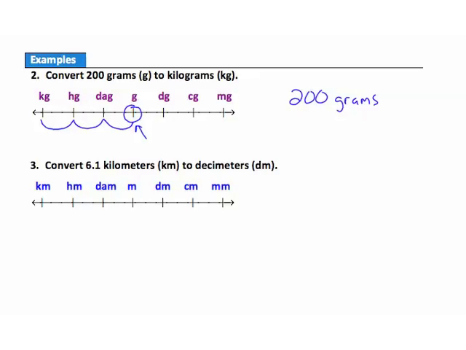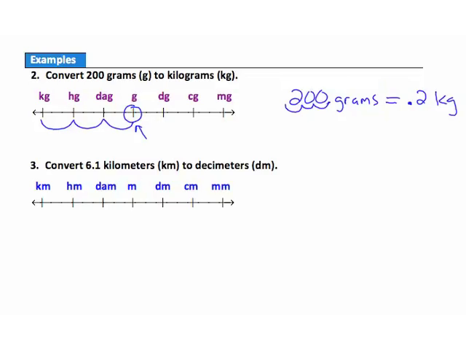So if we start with the decimal, remember the decimal in 200 is over here on the right side. So what I need to do to convert that to kilograms is move 3 places to the left. So I would go 1, 2, 3. So 200 grams is actually equal to 0.2 kilograms, and conversion is that simple.